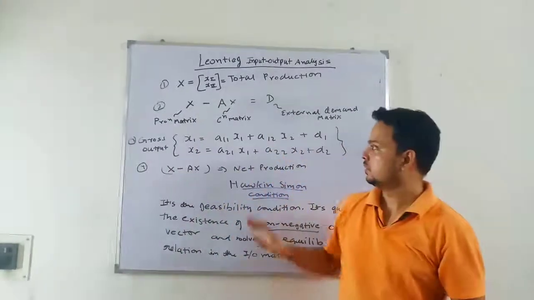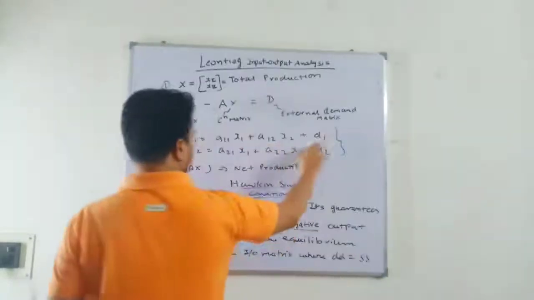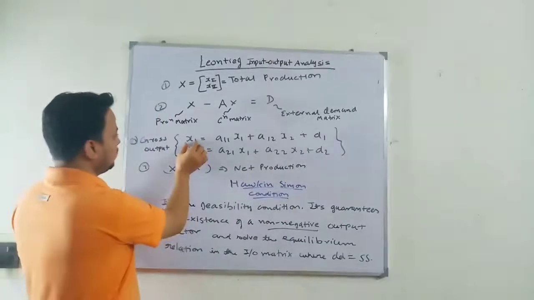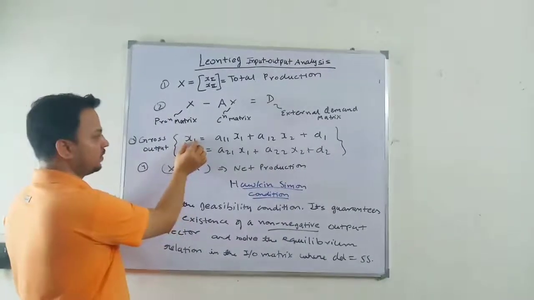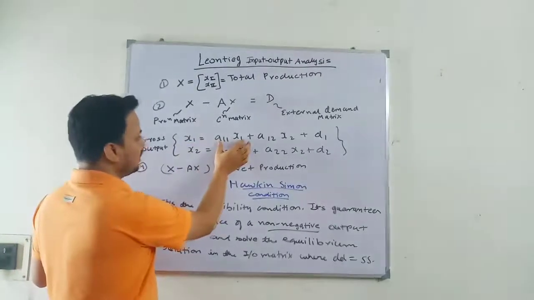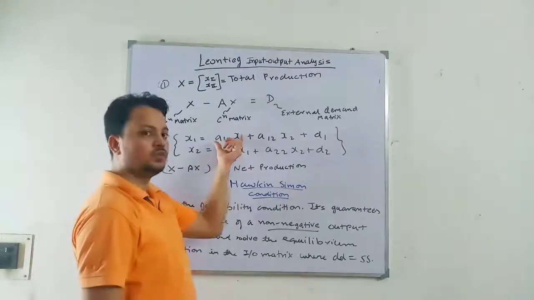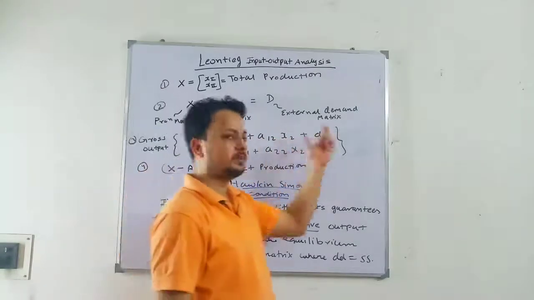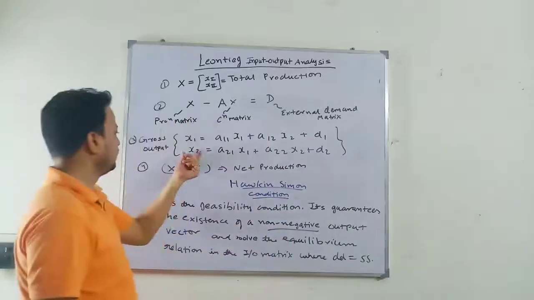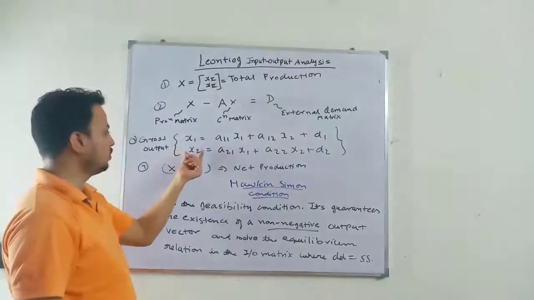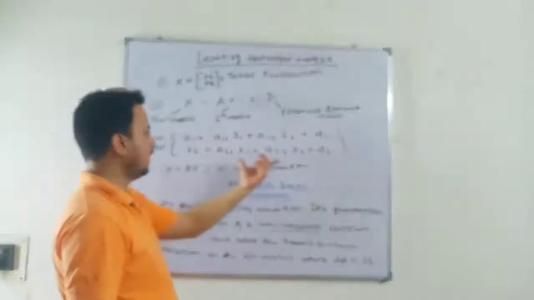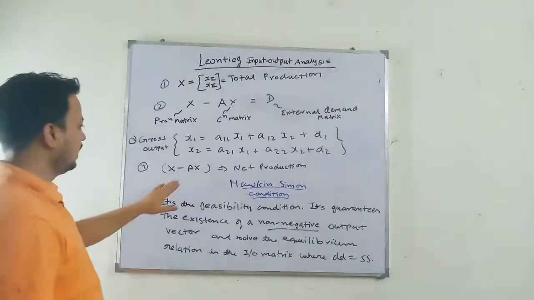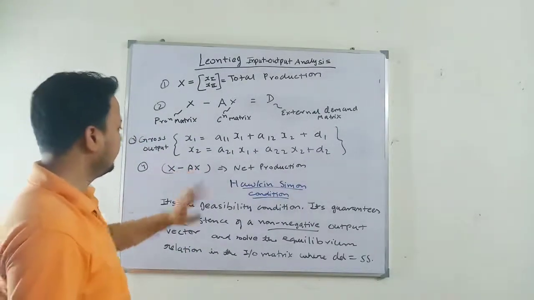And for gross output, I have written this, and I told you that this is an important formula. Remember that. This is the output of the first industry. It is a combination of output of the first industry used by the first industry, output of the first industry used by the second industry, plus some external demand. Similarly, this is the total output of the second industry, and this represents gross demand for the second industry. Net production is represented by X minus AX, and this is in matrix form.